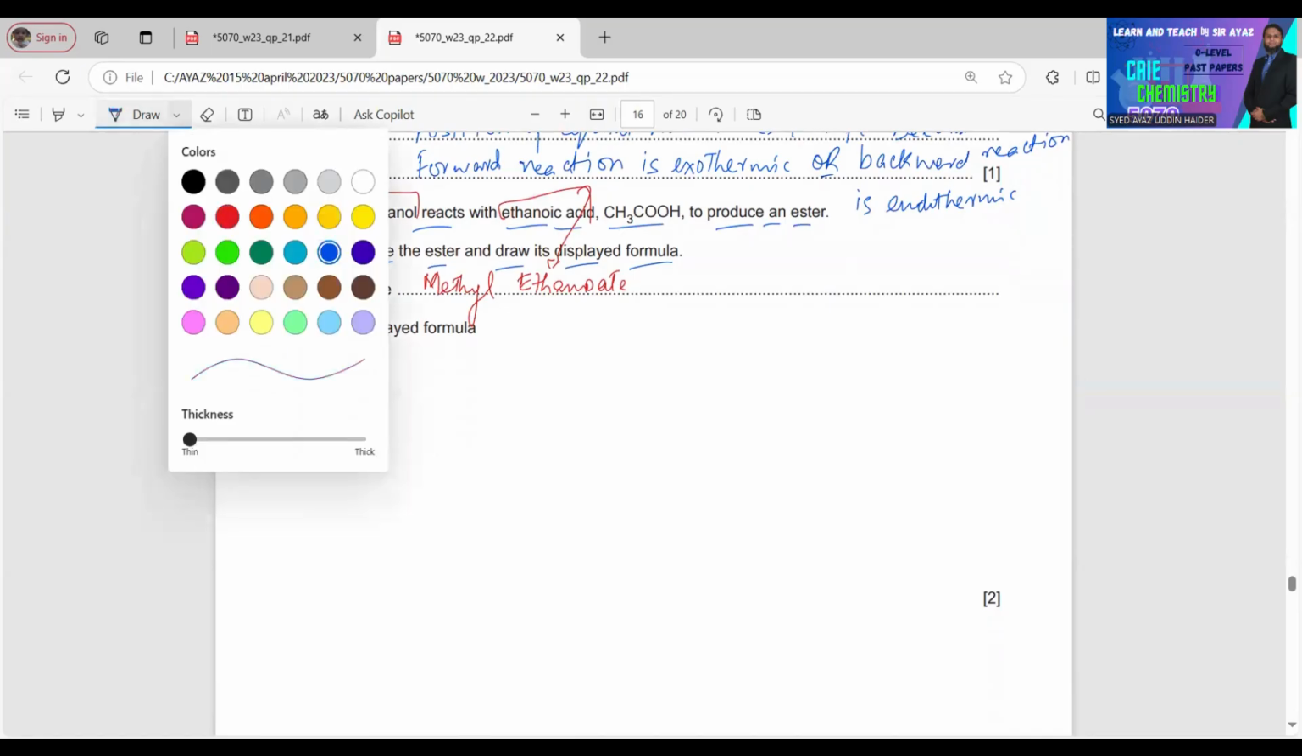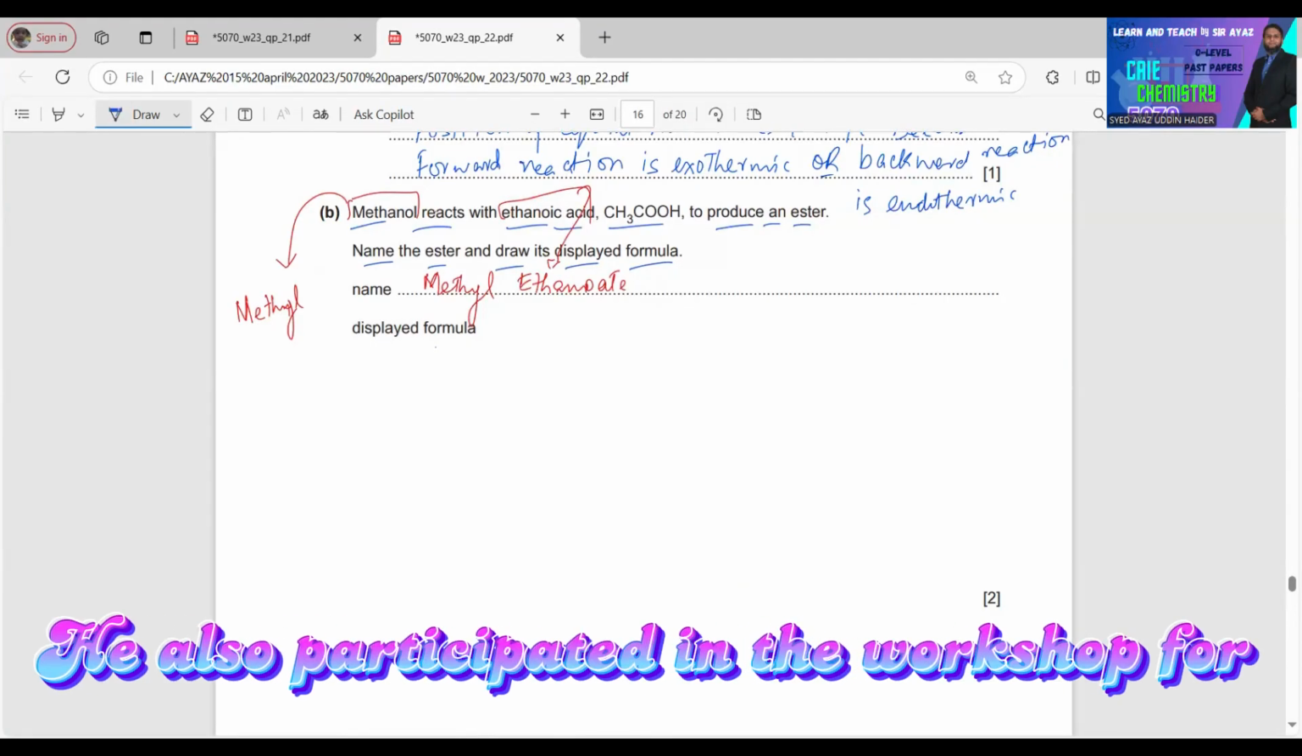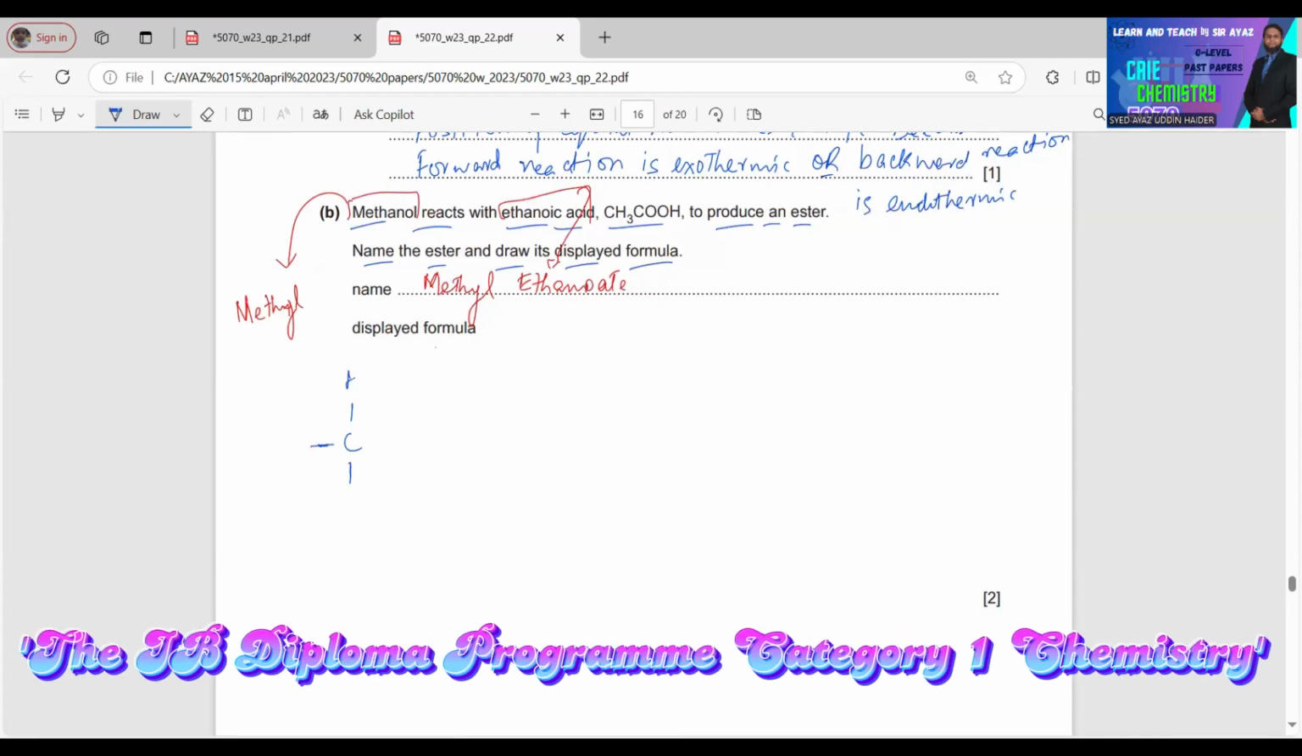So let's draw the structure, that's the display formula of the methyl group. Methyl group is an alkyl group. It must be having three hydrogen atoms attached to one carbon atom. Methyl. 1, 2, 3. This is the methyl group.